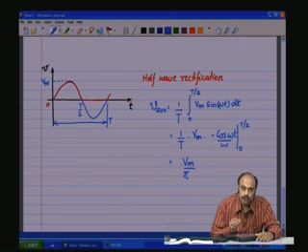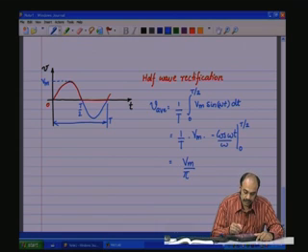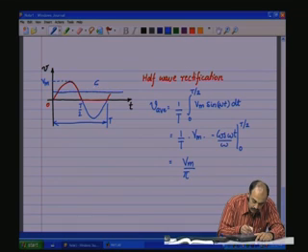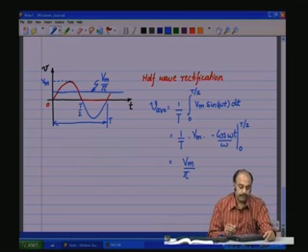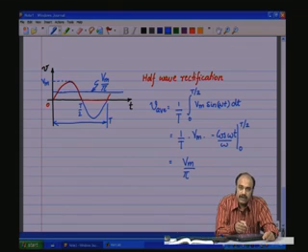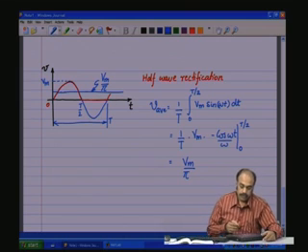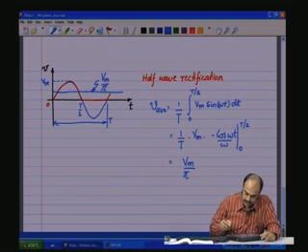There is a factor 2 missing with respect to the full wave, which is evident because it is half that area. So, you will get a value which is Vm by pi. So, for a half wave rectified sinusoidal waveform, the average is Vm by pi. This is how you obtain the average.